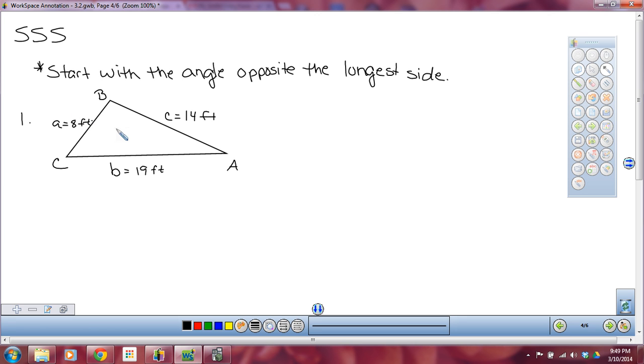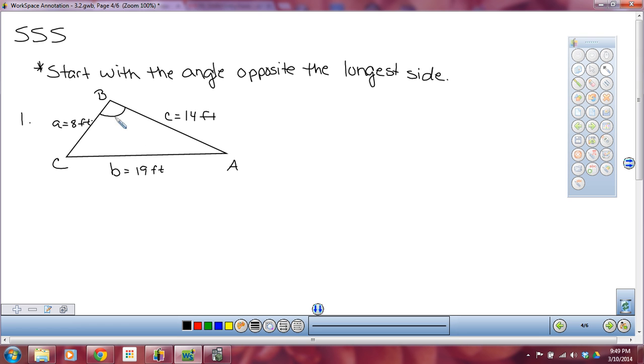Remember, you can only have one obtuse angle, so if for some reason you get two obtuse angles and an acute angle in the same triangle, then that's a big clue that you did something wrong somewhere, alright? So we're going to start by trying to find angle B here.